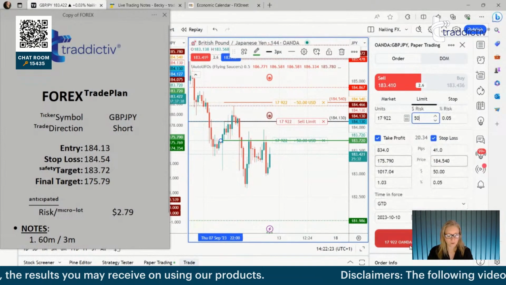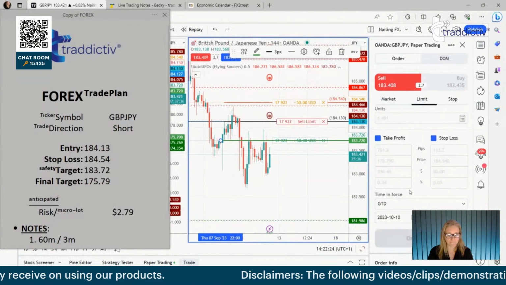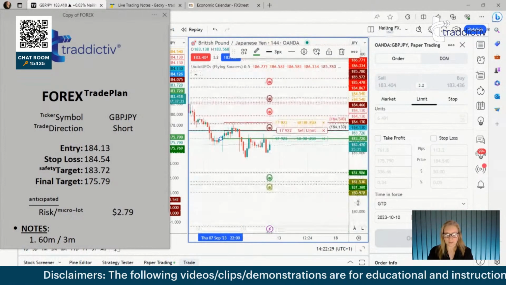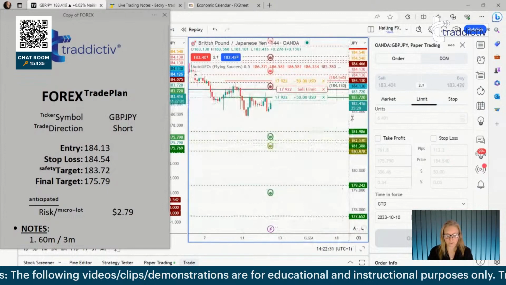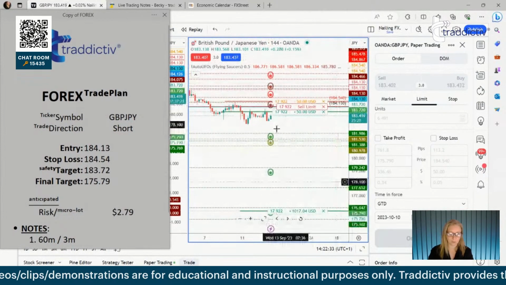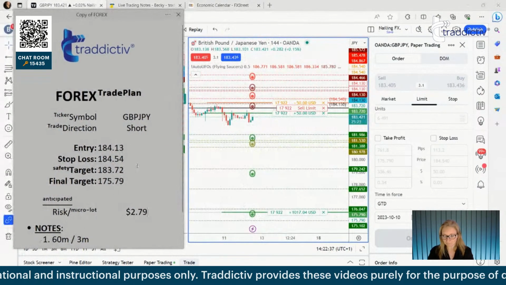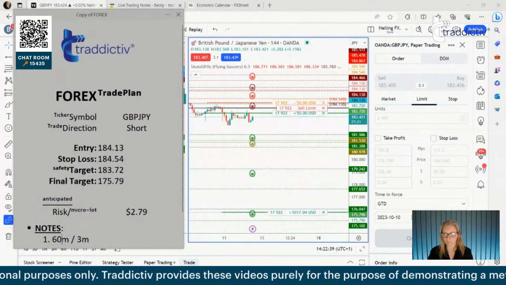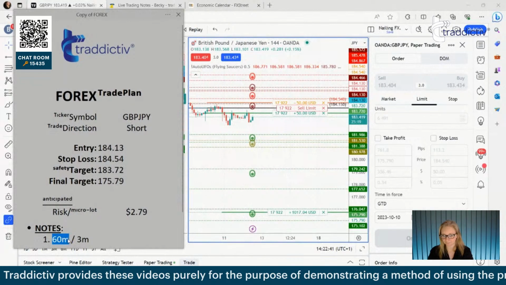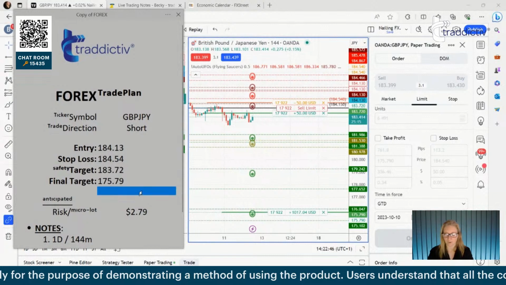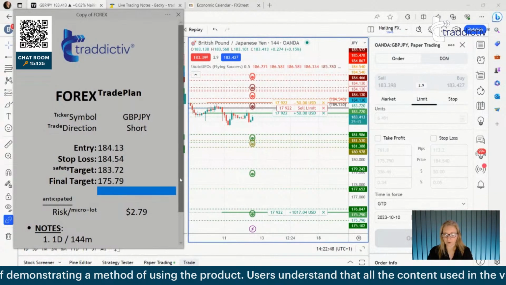Time in force, already got that in. And there we go. Okay, so that's the second half of the trade on. If I squidge this down, you'll see all the way down at 175. There it is. So as I was saying, this is the trade we put on today. And we were looking at a 1 day, 144 minute. So feel free to snapshot that so that you can remember for later.